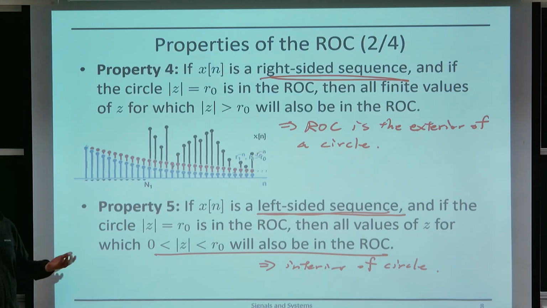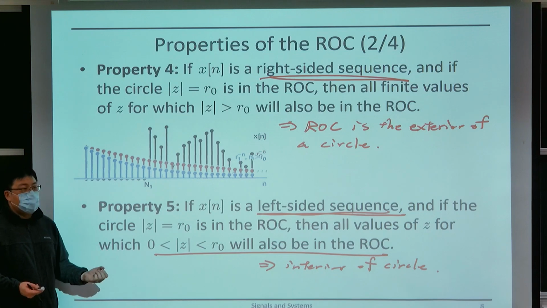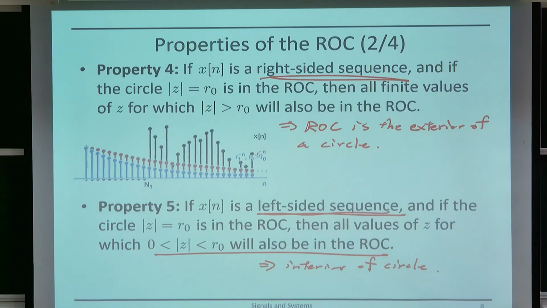Now, what if you have a two-sided signal? The same logic holds as in the continuous time case. When you have a two-sided signal, you can split it into a right-sided signal plus a left-sided signal. A right-sided signal has an ROC that is the exterior of some circle, and the left-sided signal is the interior of some circle. So when you add a left-sided signal and a right-sided signal, the overall region of convergence should be the intersection, which can either be a strip or non-existent, okay?